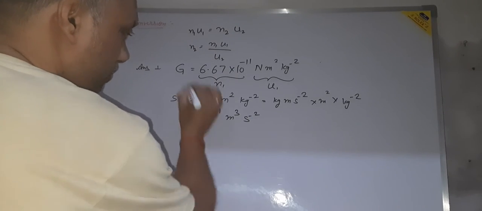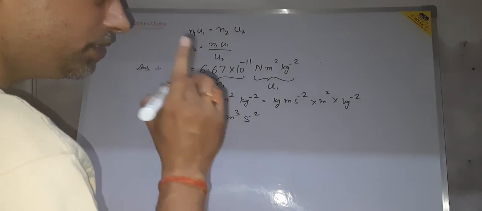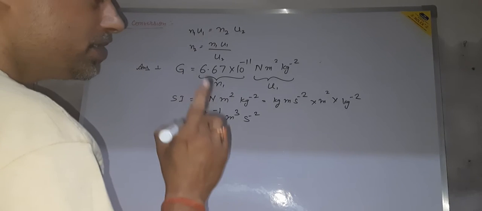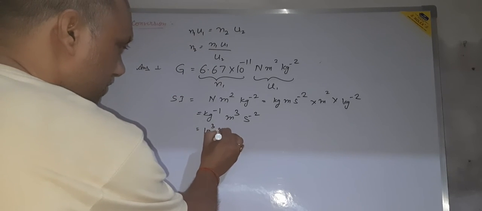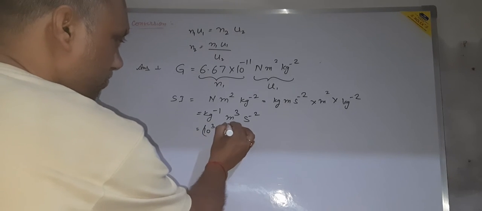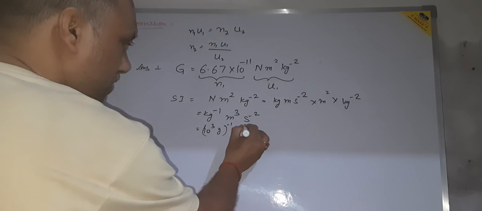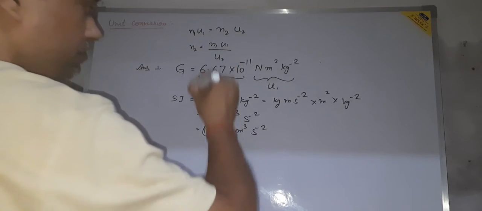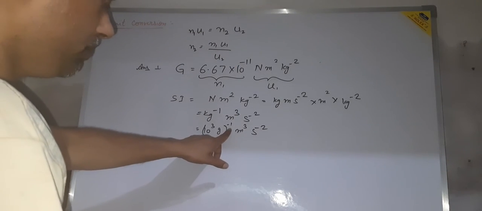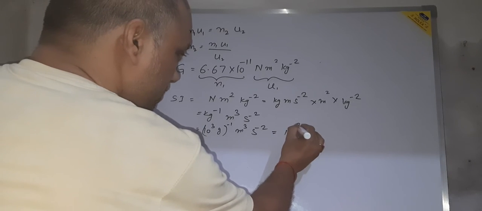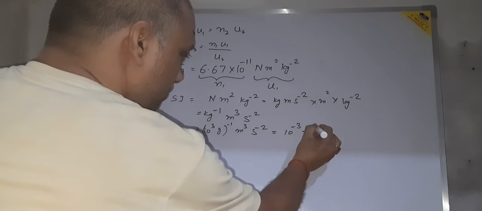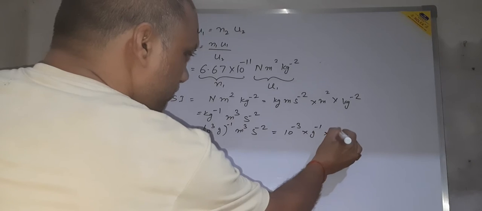Now it is kg to the power minus 1. So 1 kg means 1000 gram, and 1000 means 10 to the power 3. So it becomes 10 to the power 3 gram to the power minus 1 meter cube second minus 2. When I remove this power sign, it will be 10 to the power minus 3 into gram minus 1 into meter cube.